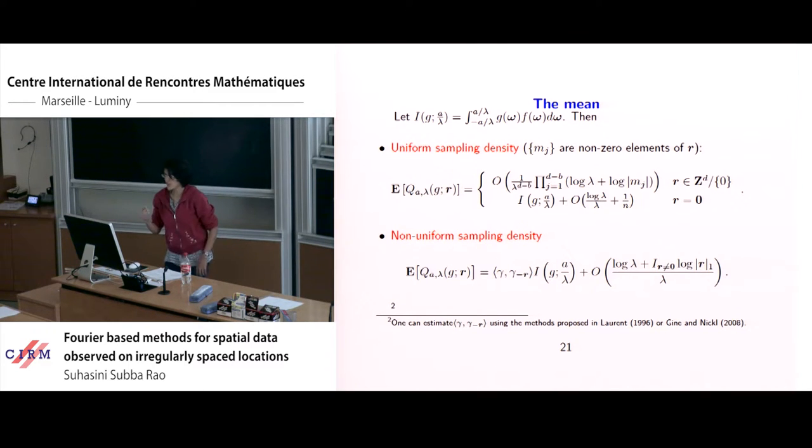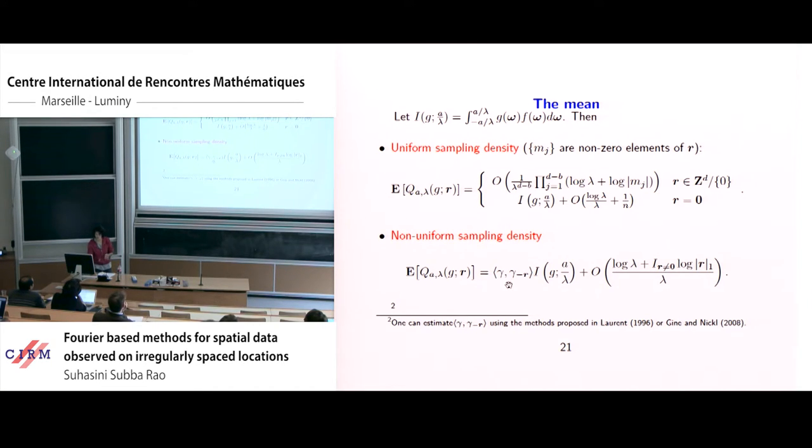When the sampling is non-uniform, you get something more complicated. Now the expectation depends upon the parameter of interest multiplied by some quantity that depends upon the sampling density. Basically, this is the inner product between the Fourier coefficients of the sampling density multiplied by the Fourier coefficient shifted by R. It's a nuisance, essentially, but it can be estimated in a nice semi-parametric way. There are very nice procedures, one by Laurent, I think, in 1996, and a very nice procedure by Jeannie and Nicol in 2008 for estimating this type of quantity. So if we estimate the mean of this, then we can take out this quantity. So it's not a disaster.